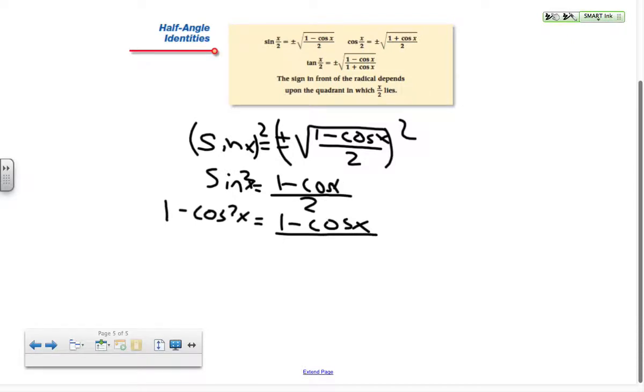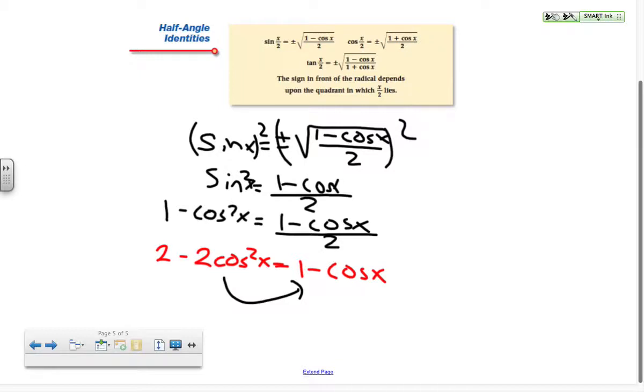Now, a lot of algebra is going to happen right now. I'm going to do a lot of manipulating to get everything where I want it, and I'm going to talk through it relatively quickly. So we're going to multiply both sides by 2, which means I end up with 2 minus 2 cosine squared x equals 1 minus cosine x. Now I'm going to move everything over, in this direction, because I don't want my cosine squared to be negative.